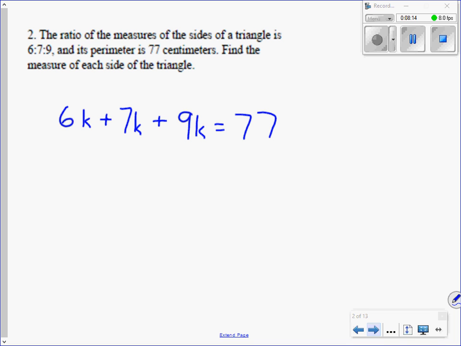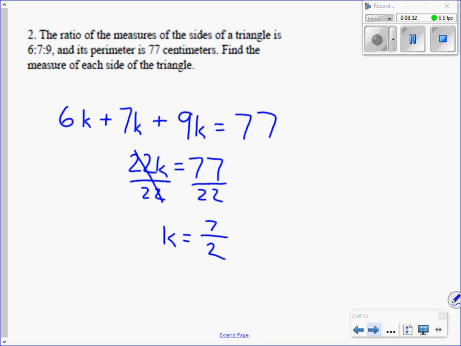We add that all up. We get 22K equal to 77. Divide by 22. And both of those are divisible by 11. We don't get anything real nice. And if you put it in the calculator, it comes out a little bit easier, 3.5. It's not horrible. We didn't have to round or anything. But if we want to find the measure of each side, then 3.5 is our scale factor.